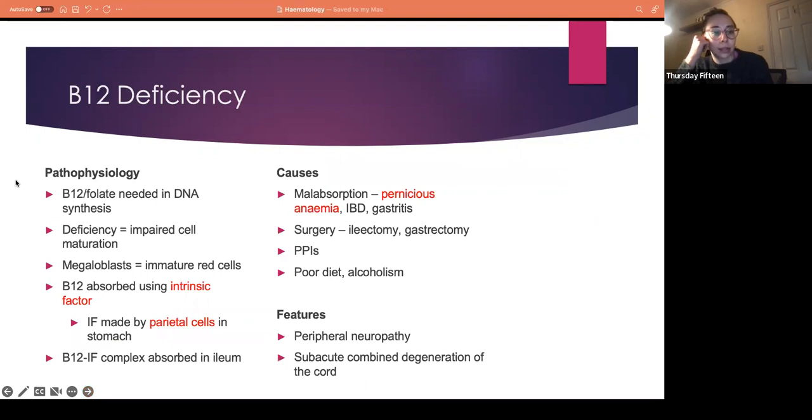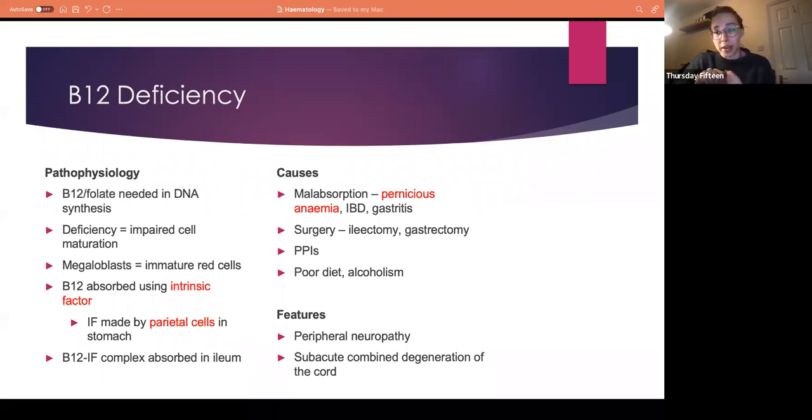So B12 deficiency, as we've said, B12 and folate are needed in DNA synthesis. A deficiency leads to impaired cell maturation, so you get lots of megaloblasts, which are immature red cells. B12 is absorbed in a particular way. So your parietal cells in your stomach make something called intrinsic factor, and that binds to B12. And the B12-intrinsic factor complex is then absorbed in the ileum. So if you have something called pernicious anemia, which we'll go on to talk about, then your intrinsic factor is being destroyed by your own antibodies. So you can't absorb the B12.